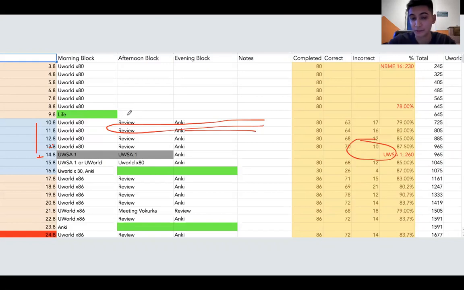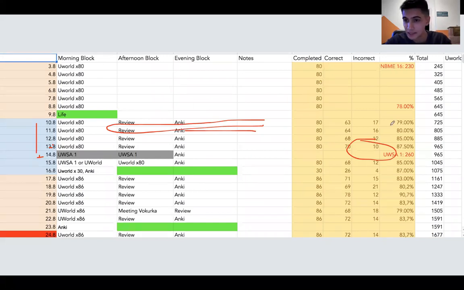And then for the rest of the day, I would go out with my girlfriend, just chill, go to the gym, just really relax, because I think even in the dedicated period, it's so important to have one day to really rejuvenate, because otherwise you will totally burn out. And on the other days, I did UWorld blocks in the morning, 80. I would review each UWorld block, and in the evening, I would just do my Anki.